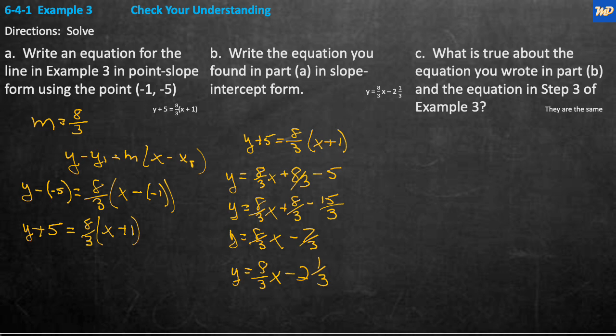So now we're going to go to problem 3. It says, what is true about the equation you just wrote in part B, this equation, and the one in step 3 of example 3 on the previous slide? Well, what's true is it's the same equation. They're the same. So what they're showing you here is that it doesn't matter which point you chose. In the previous slide we chose (2, 3), in this slide you chose (-1, -5), but you get the same slope-intercept form of the equation. So it shows you it's the same equation, right? Okay, good.